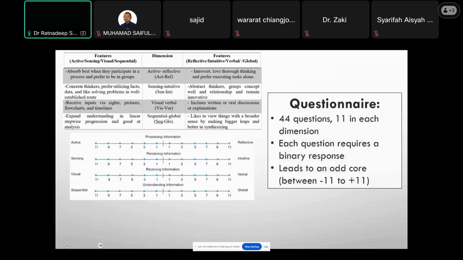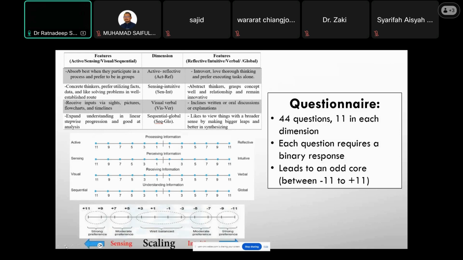Basically, this questionnaire has got 44 questions. So 11 questions in each dimension. So 4 into 11, 44. And each question requires a binary response, either yes or no. And that ultimately leads to an odd score between -11 to +11. So don't take those minus and plus as anything but directional preferences.